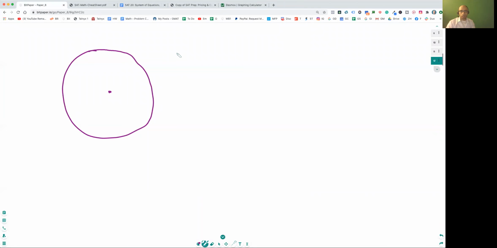Okay, circles. Remember, circumference is 2 pi r. Area is pi r squared. Okay, r is of course the radius. If they give you the diameter, don't forget to take half of it to get the radius.